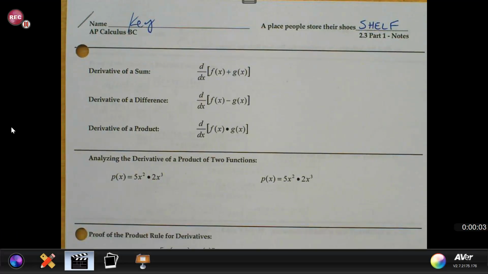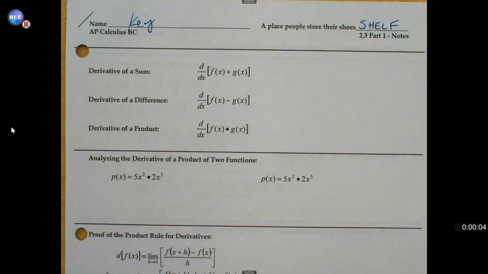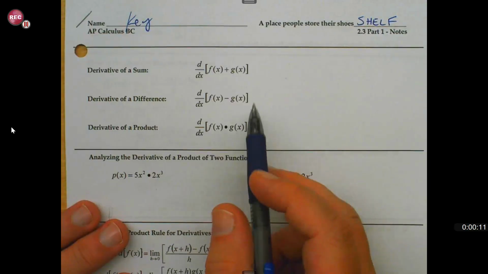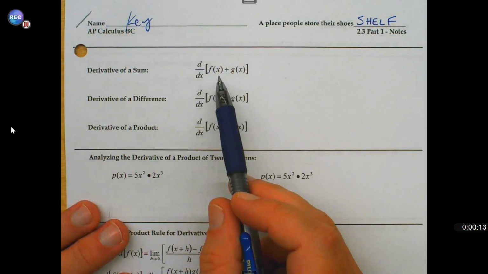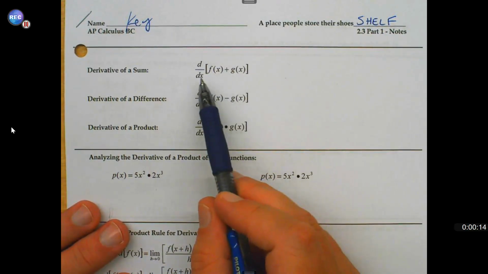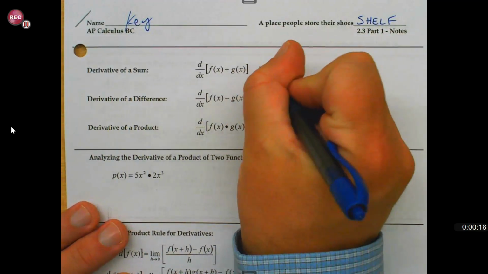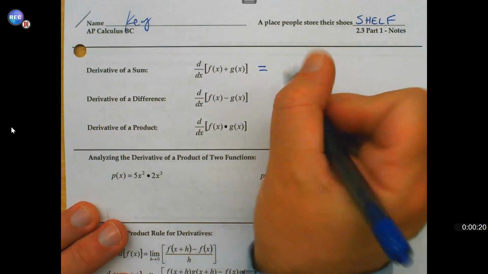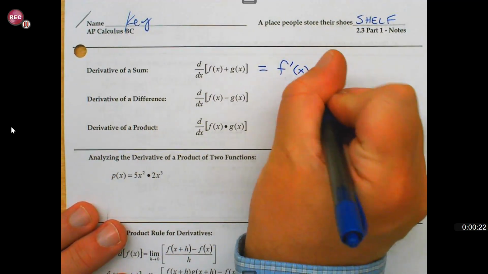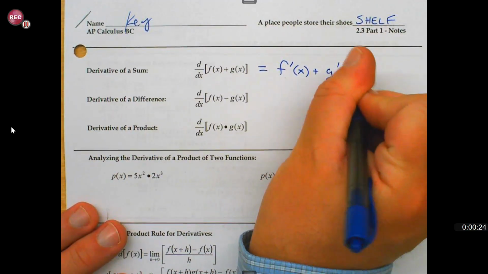What's up, AP Calculus? In this video, I'm just going to go over our next derivative rule, which is called the product rule. But before we get into that, let's just review the derivative of a sum. So if I want the derivative of f of x plus g of x with respect to x, I could just differentiate each function one at a time, and that will take me to the correct answer.